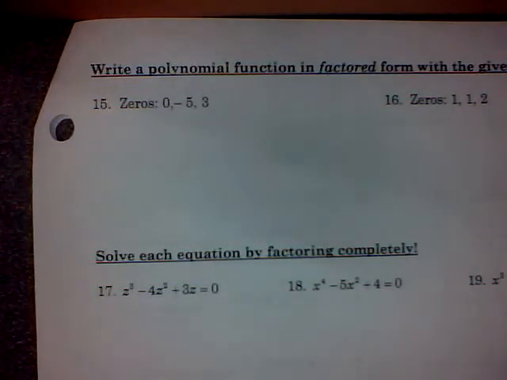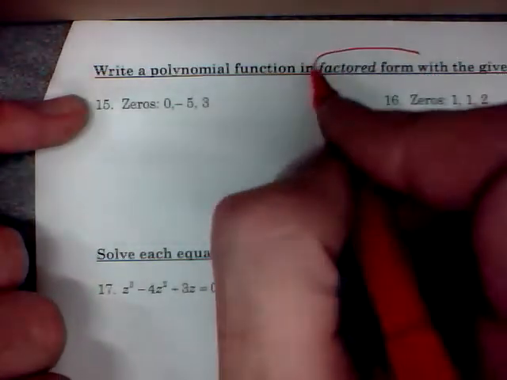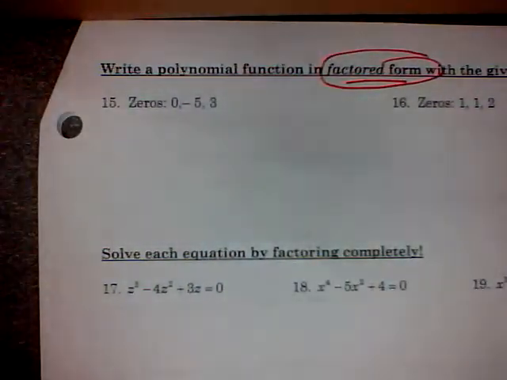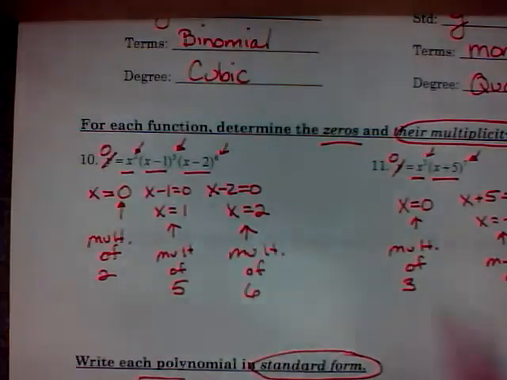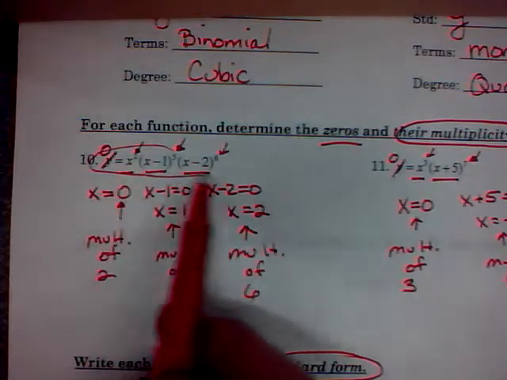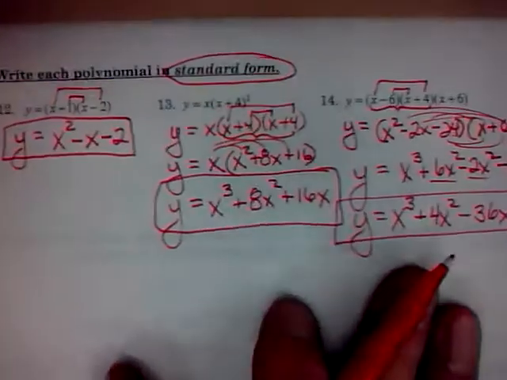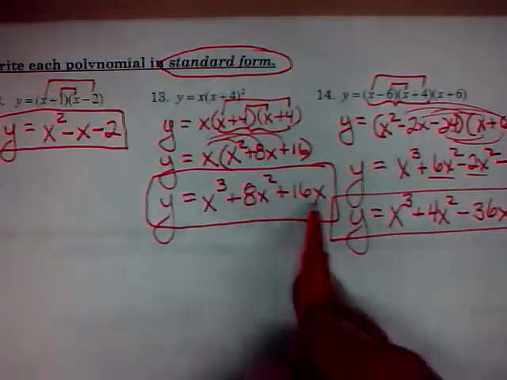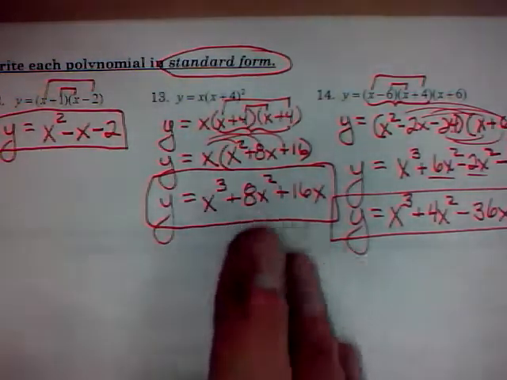Okay, on question 15 and 16, we're asked to write the polynomial in factored form. Now, factored form, we do not need to multiply out. Factored form would be this step right here. This would be factored form. Standard form is when we multiply all the terms out. So factored form here, standard form there.